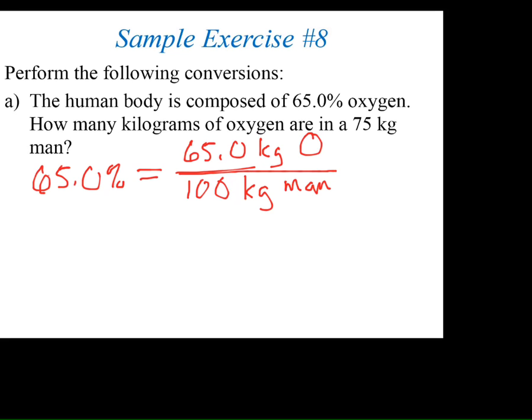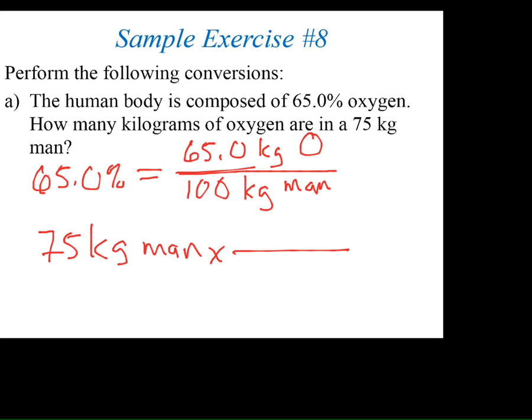Right? That means 65 out of 100. Awesome. Okay, so I want to take 75 kilograms of man and turn it into kilograms of oxygen. Well, I have my conversion factor right here. It was given to me. For every 100 kilograms of man, there's 65.0 kilograms of oxygen. So I need kilograms of man to go on the bottom to cancel.